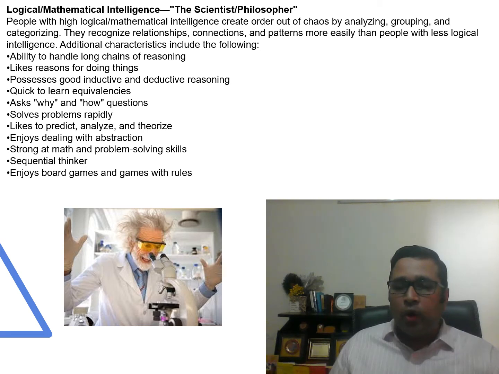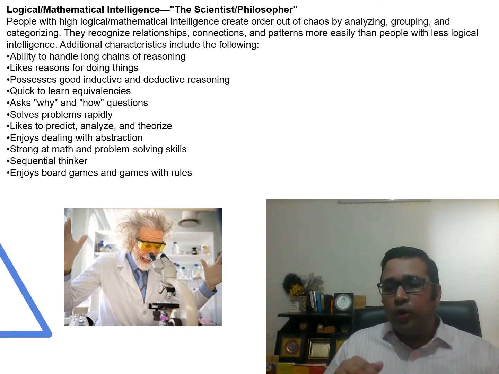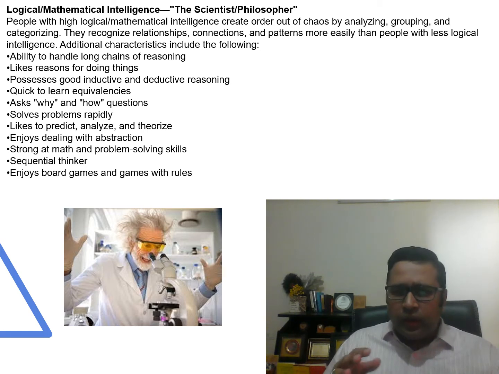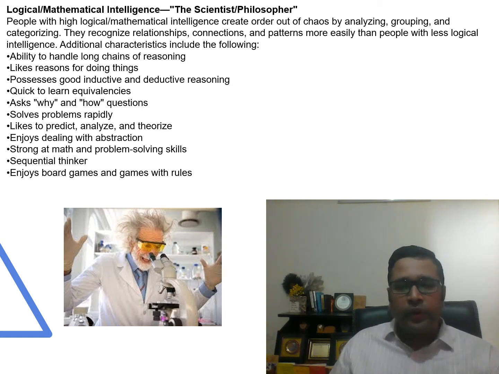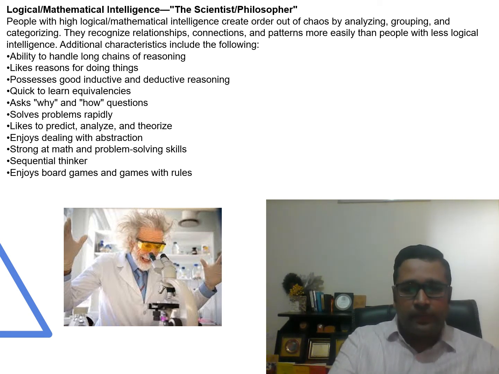So it is not only about concrete ideas or about the empirics, but also about abstract ideas and how the interrelation plays out between those abstract ideas. They are strong at maths and problem solving skills. They are sequential thinkers and not random thinkers. So they think in a stepwise process, and they are logical and sequential thinkers and enjoy board games and games with rules. So these are some of the characteristics of people who are logically and mathematically intelligent, and they turn out to be scientists and philosophers in most cases.